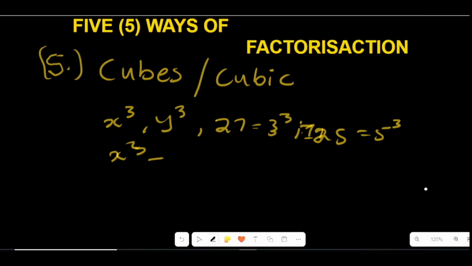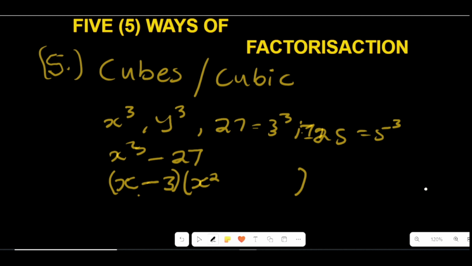Just for an example to explain this, you would have x cube minus, for an example, 27. It could be plus or minus, it really doesn't matter. You would have a big bracket and a small bracket. In the small bracket, you put the two numbers at their lowest cubic form, which is x minus, the cube root of 27 is 3. The first term in the big bracket would be x squared, so that it can give you x cube when you remove the bracket.